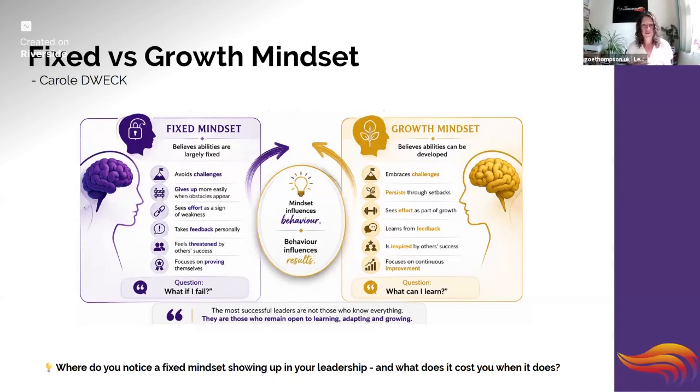As we move through the next 12 months on the program, where can you continuously improve? Where will you look for those improvements to know that that progress is happening? The reflection question on the end of this slide: where do you notice a fixed mindset showing up in your leadership? And what does it cost you when it does? Definitely something to think about.